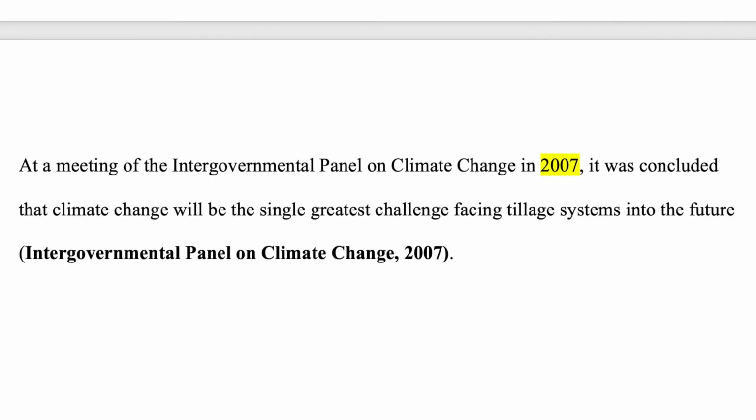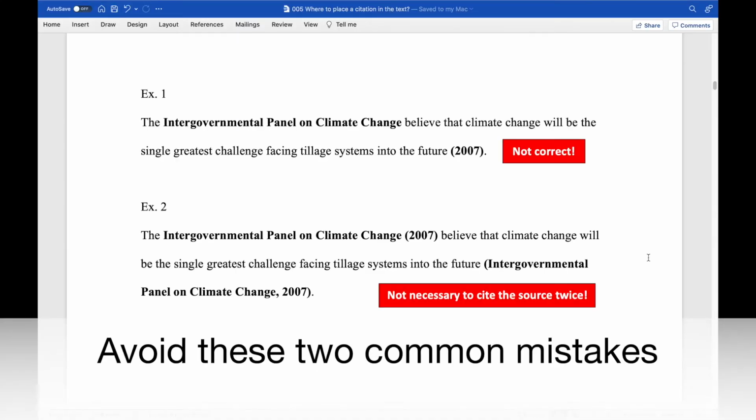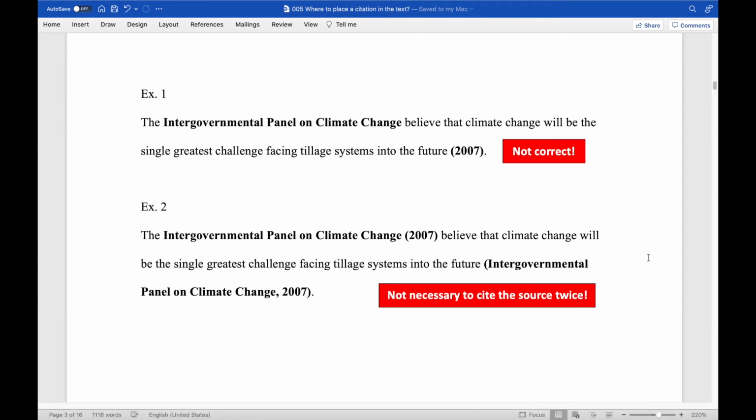If you want to emphasize the year a paper was published, just include a year in the sentence as I've shown here. In example 1, I separated the author from the year of publication. This would not be acceptable in the life sciences, although it may be acceptable in other disciplines such as in the humanities. Example 2 is not incorrect, but it's not necessary to cite the same source twice in the one sentence.